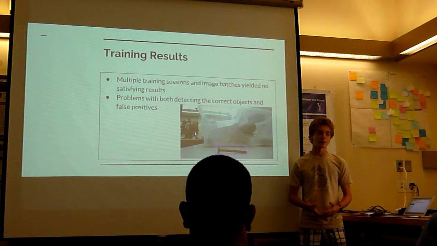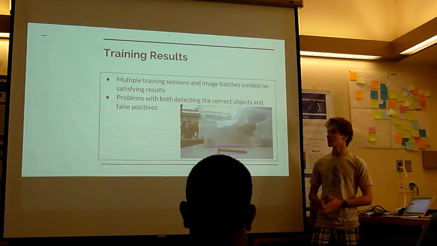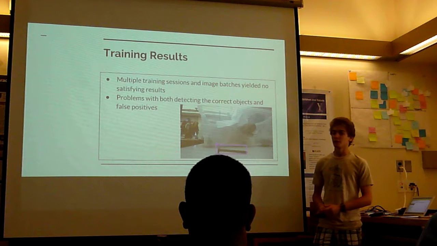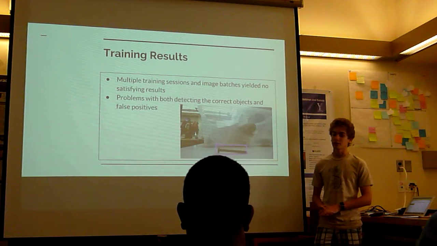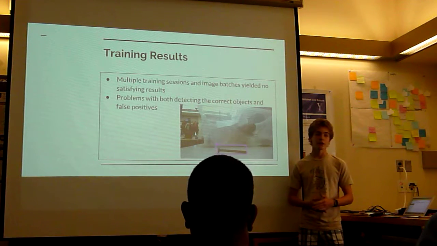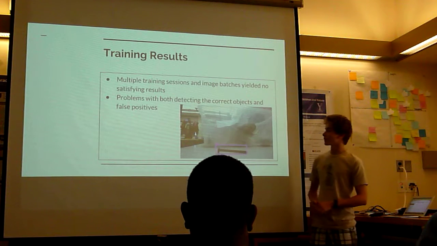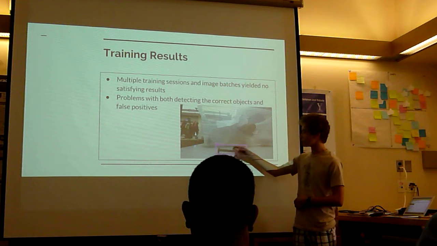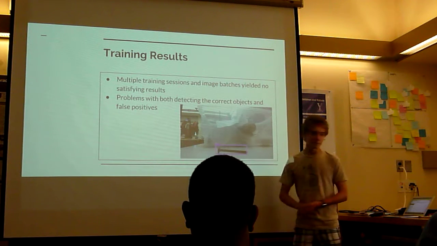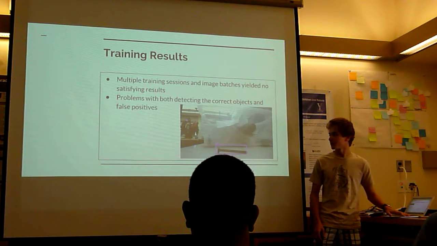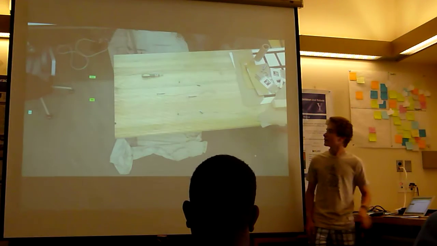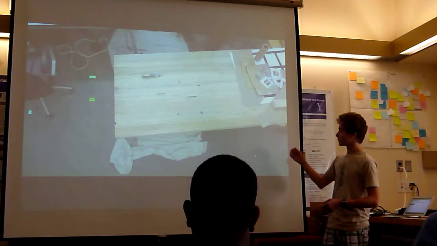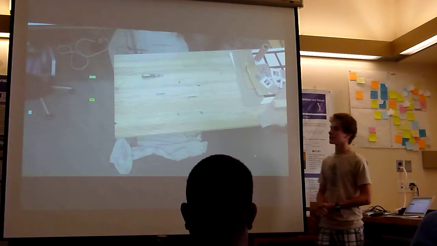Unfortunately, after multiple training sessions and many different sets of images, I was unable to get any satisfying results. It had problems both with detecting the correct objects as well as many false positives. However, as you can see here, when it's very close up, it is able to correctly detect and classify the screw. But when you zoom out to the distance we need for the project, it is unable to detect any of the objects and even sees some parts of the rug as objects.